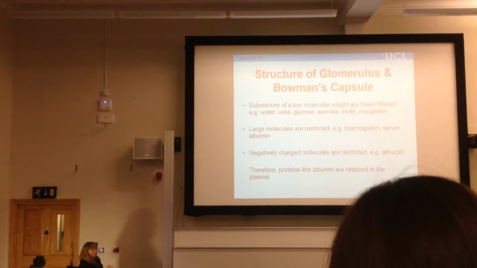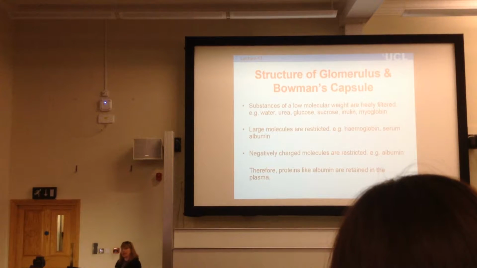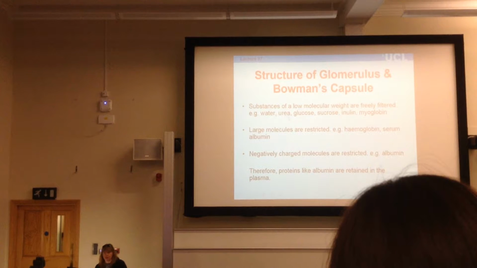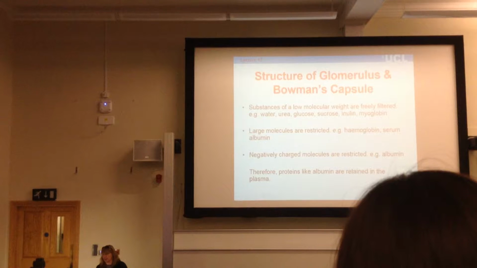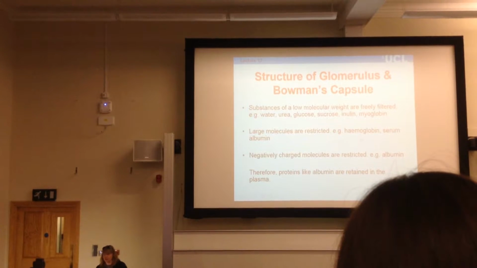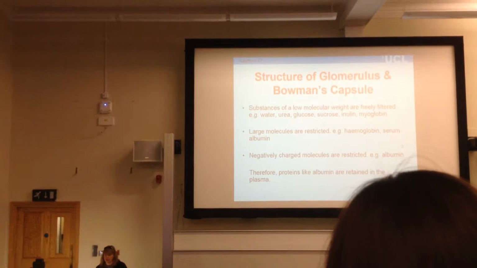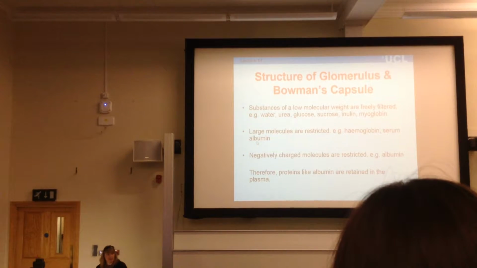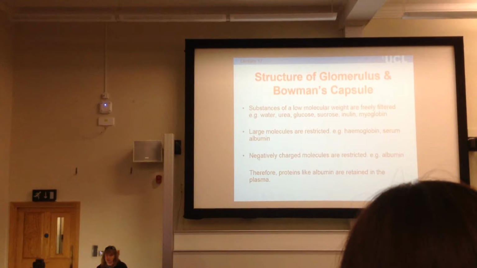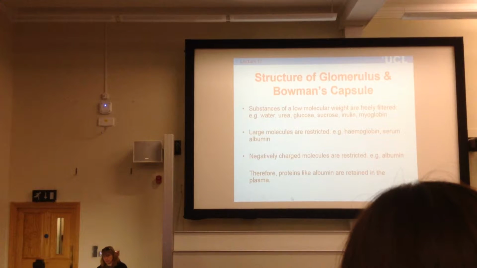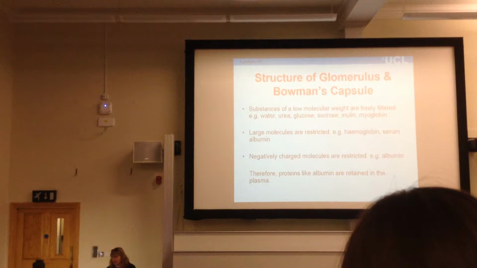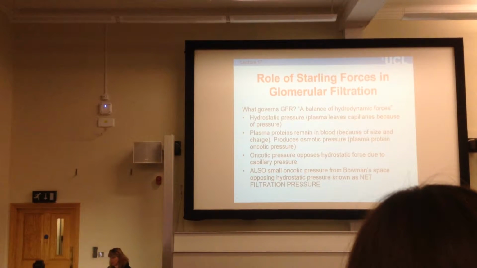Now, the substances that are small, low molecular weight, they tend to be freely filtered, so water, urea, glucose, sucrose, other sugars such as inulin, myoglobin, etc. Whereas larger molecules such as our hemoglobin, the serum albumin, gets kept in the capillaries, it doesn't get freely filtered. And for albumin, that's not just its size, it's mostly to do with its charge. So therefore, we don't lose our valuable plasma proteins such as albumin. The barrier is designed not to allow those through.